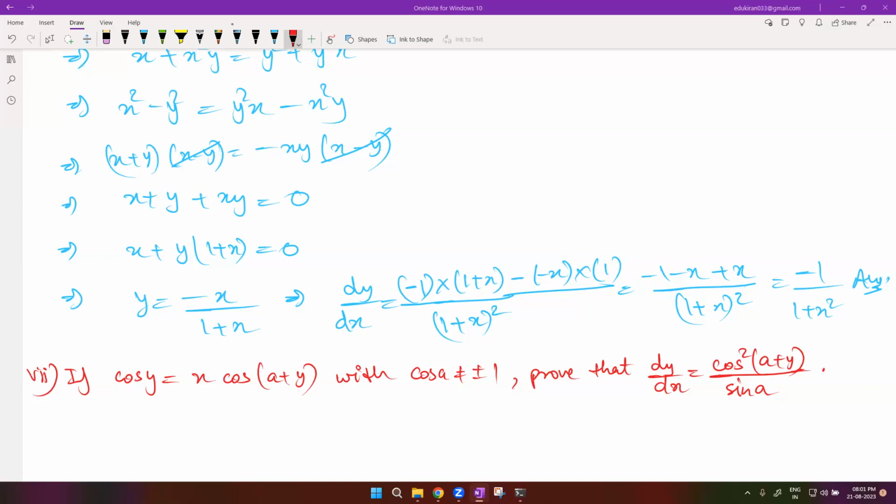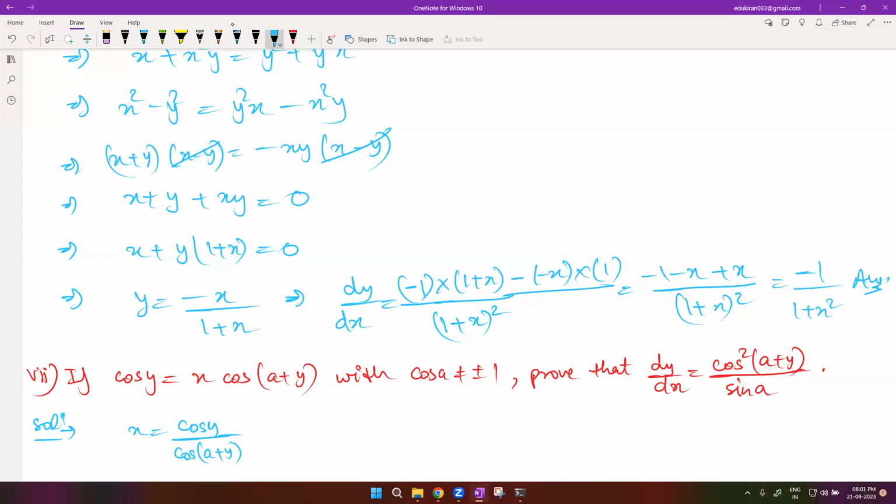Anji, anybody able to solve the given question? Yeah, so as I told you, we have x in terms of y, we don't have y in terms of x directly. How can we write x in terms of y? As cos y divided by cos of a plus y, right?